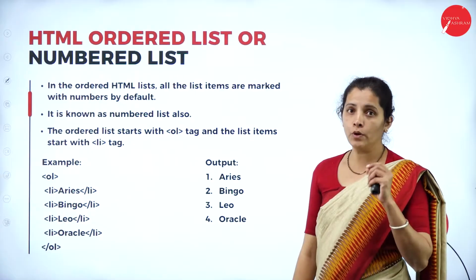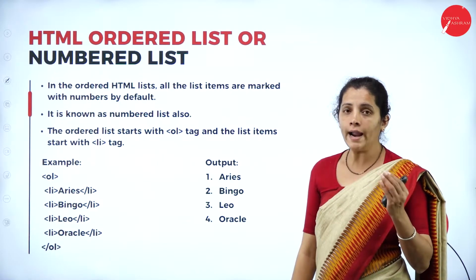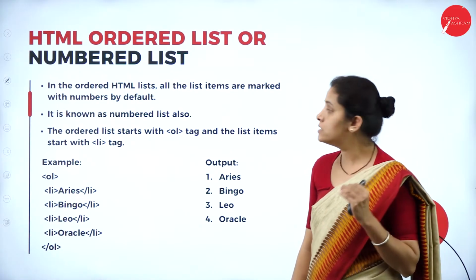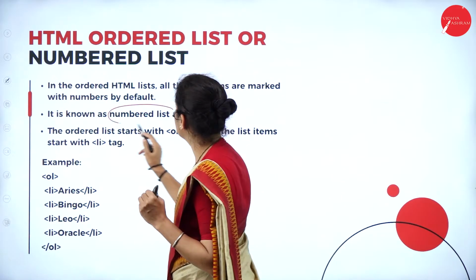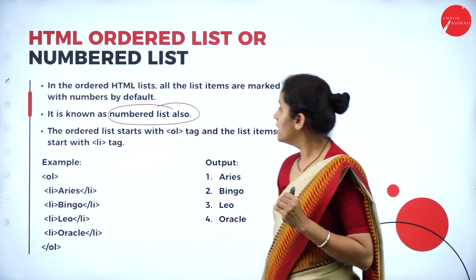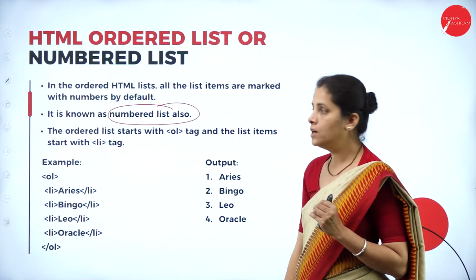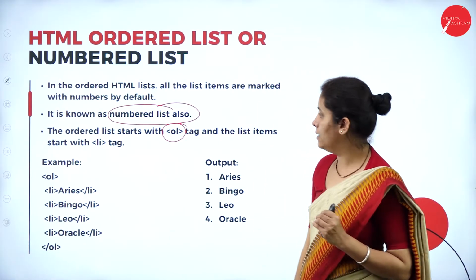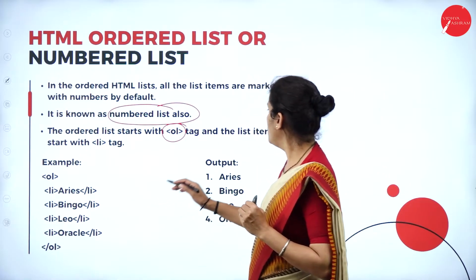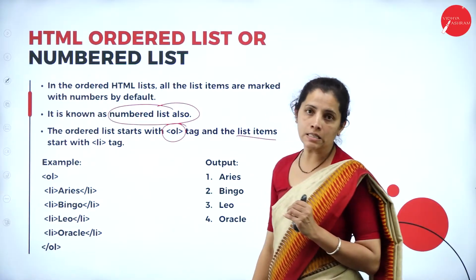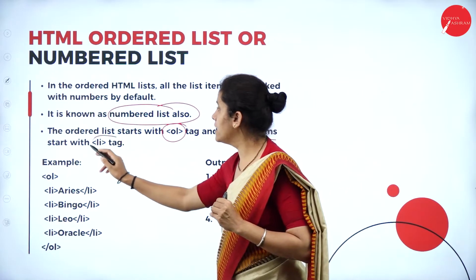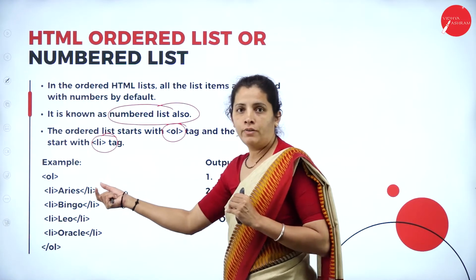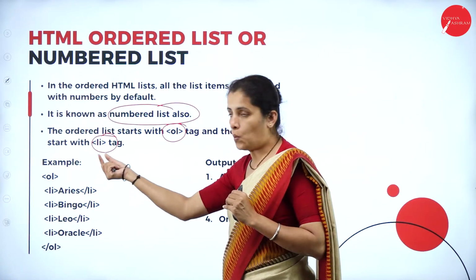Okay, so I'm going to display the item or content in the form of numbers. For that reason, it is called the numbered list. Okay, so what is my tag? That is OL. Okay, fine. Now, what is my list tag? That is LI. Okay, so first I'll start with the OL.